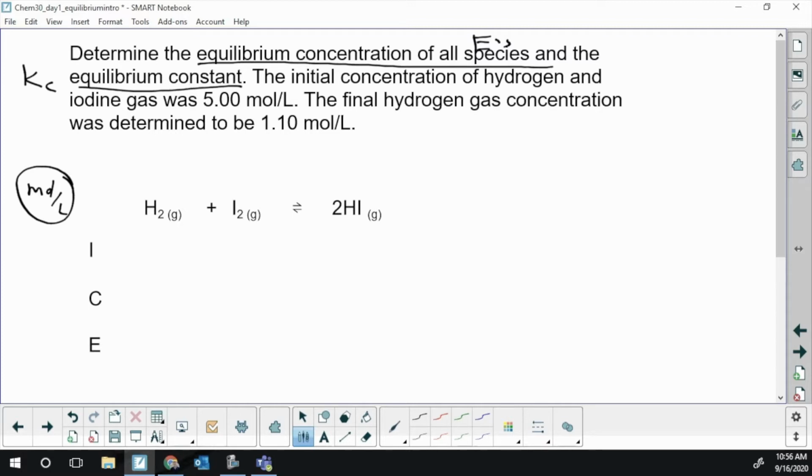So I'm going to pull all my given data. Initial concentration of hydrogen and iodine gas is 5.00. The final hydrogen gas concentration is 1.10. I've stated my units. It's been moles per liter all the way along. Last, so this is typical of what you'll see. This product was never mentioned, so you would assume that there's 0 at the end. You've got to make that assumption.